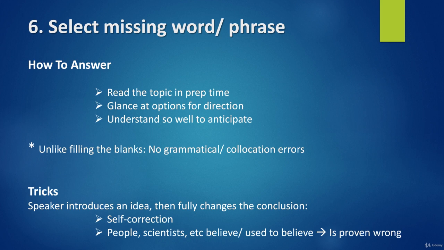There might be some twists and tricks in the recordings. For example, one of those is situations when the speaker talks about an idea, a fact, and then fully changes her opinion in this speech. It can be in form of a self-correction. For example, she says something and then corrects herself. Or it could be in form of talking about what some people, some scientists believe or used to believe, and then she proceeds to say that it's proven wrong.